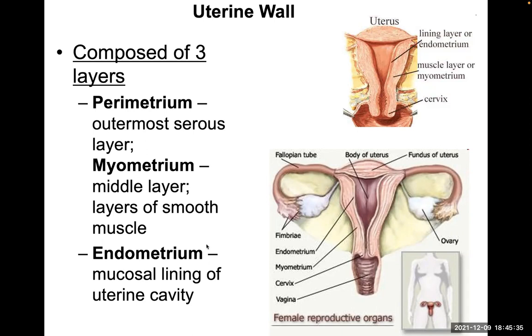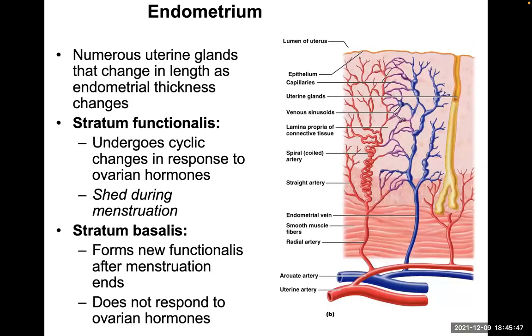So having that smooth muscle there is key to what the uterus does. And then the inner lining of the uterus is what we call the endometrium. The endometrium has two different layers, or strata, right? We have what's called the functional layer and the basal layer, or the stratum functionalis and the stratum basalis. The stratum functionalis is a layer of the uterus that is shed every month under hormonal influence, right?